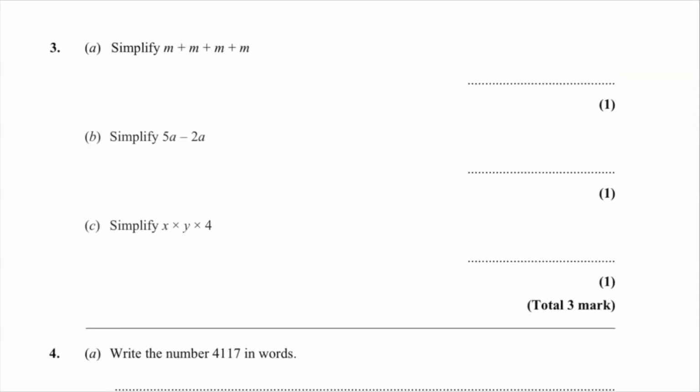Okay, m plus m plus m plus m is 4m. If we take 2 A's away from 5 A's, we have 3 A's. And then we don't show the times sign, we just squash everything together.